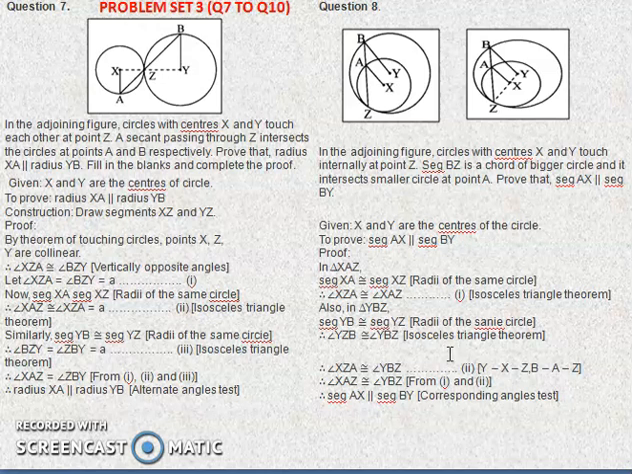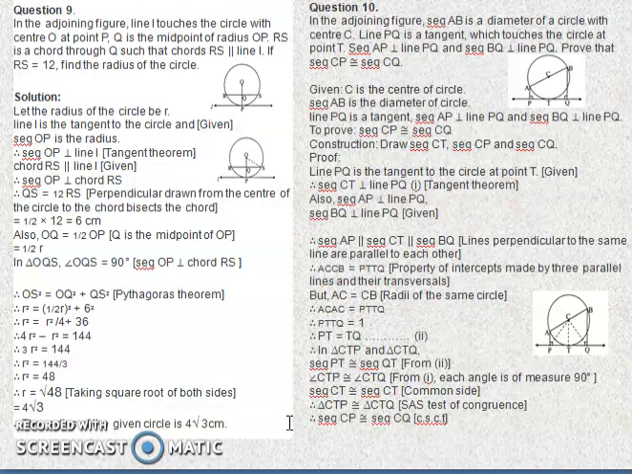So this is equation 1 and this is equation 2. You are going to substitute from equations 1 and 2, and we can write angle XZA congruent to angle YBZ. Therefore, angle XAZ is congruent to angle YBZ from equations 1 and 2. So segment AX will be parallel to segment BY because of the corresponding angle test. Now move to the next question.